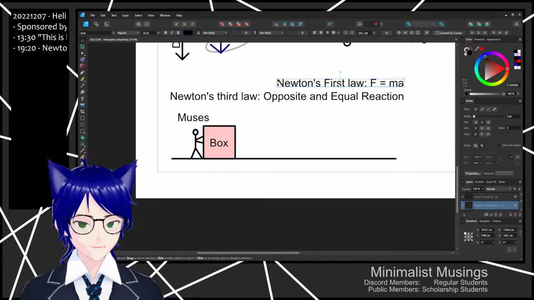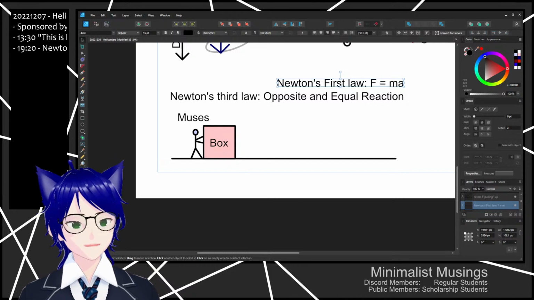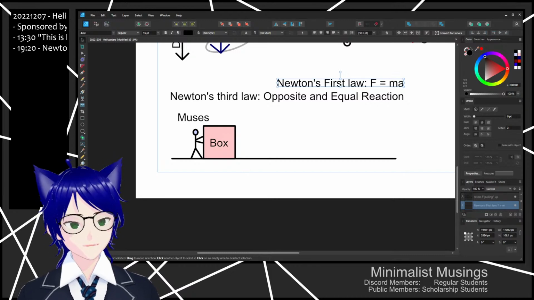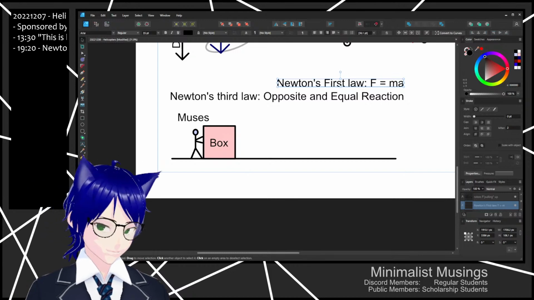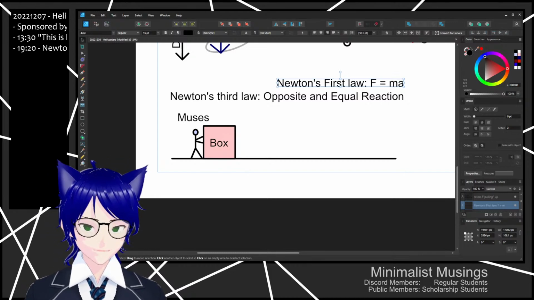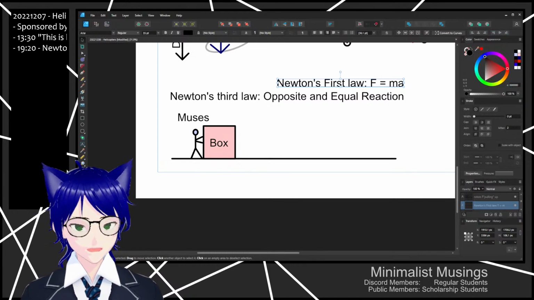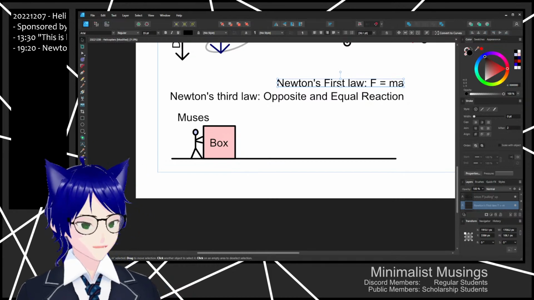I can't even remember. Is that Newton's second law? Oh, right. Newton's first law is inertia. Sorry, second law is F equals ma, right? Yes.